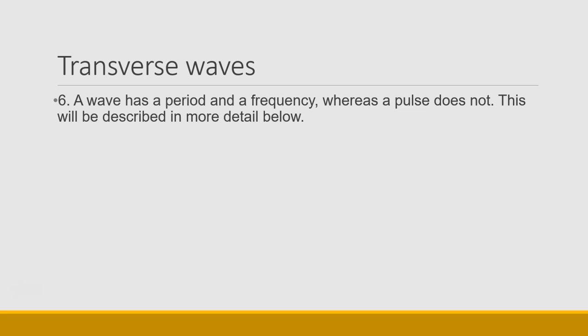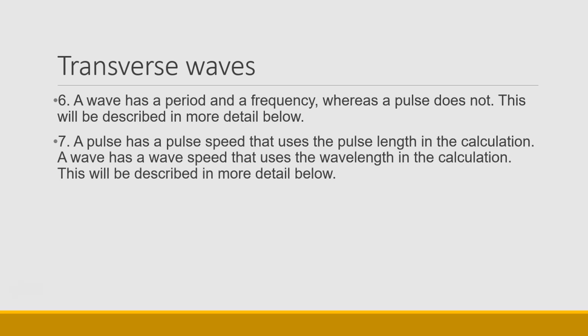Number 6 is that a wave has a period and a wave has a frequency, and a pulse does not have either. Now we're going to learn about the period and the frequency of a wave in detail. Number 7, a pulse has pulse speed. It uses pulse length in the calculation. A wave has wave speed that uses wavelength in the calculation. And again, we're going to learn about that in more detail once we have learned about the period and the frequency of a wave.